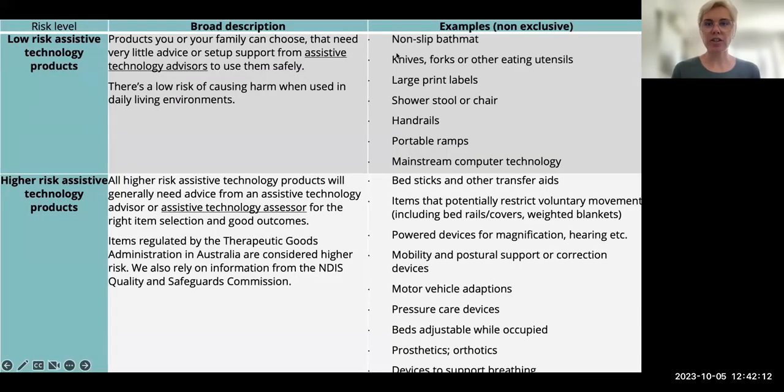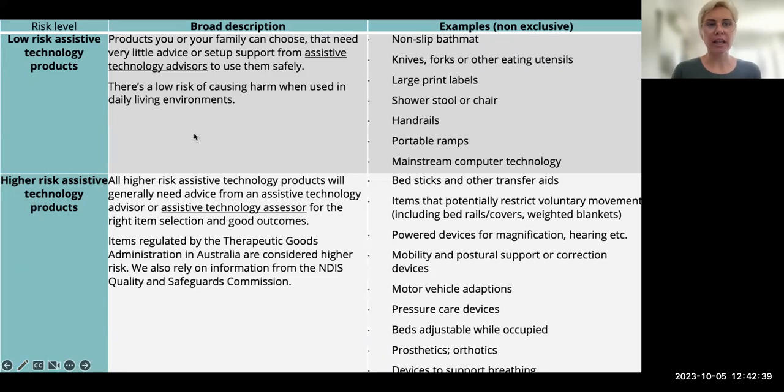So here is a table from the NDIS website, and it talks about low cost technology products and high risk assistive technology products, and gives a bit more of a description and some examples. This is just a few examples. There are so many examples, but here are just a few.